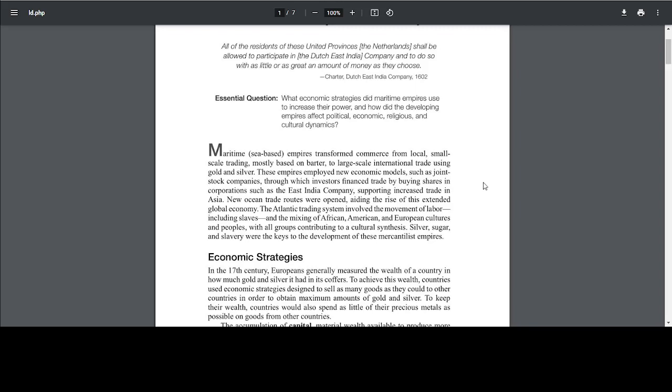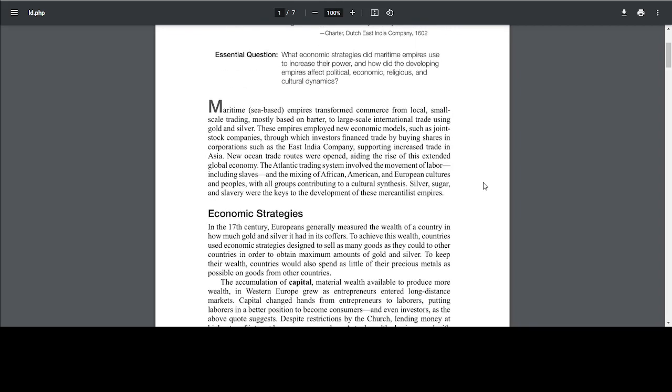New ocean trade routes were opened, aiding the rise of this extended global economy. The Atlantic trading system involved the movement of labor, including slaves, and the mixing of African, American, and European cultures and peoples, with all groups contributing to a cultural synthesis. Silver, sugar, and slavery were also keys to the development of these mercantilist empires.